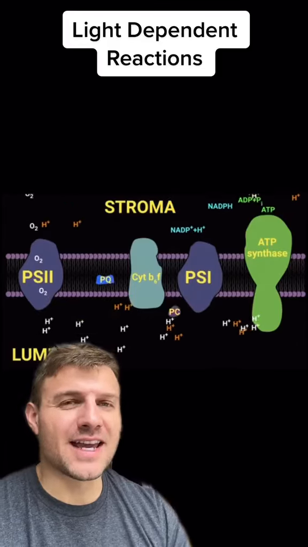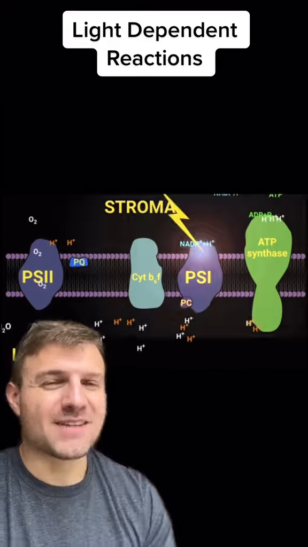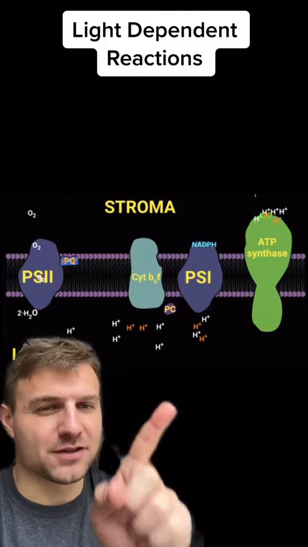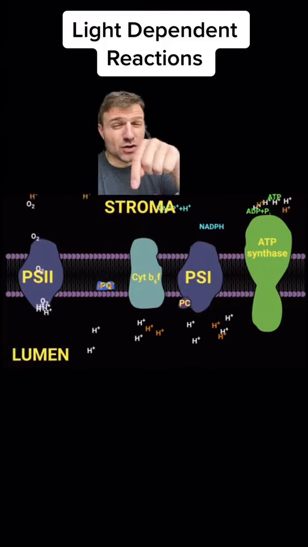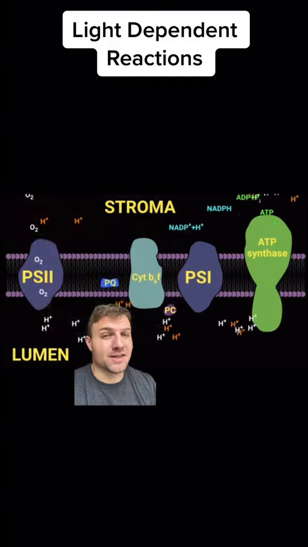Let's review the light-dependent reactions within photosynthesis using this animation. I know this looks really complicated, but it follows almost like a story from left to right. Remember that this membrane is the thylakoid membrane. The stroma is the liquid inside a chloroplast. The lumen is the liquid inside the thylakoids.